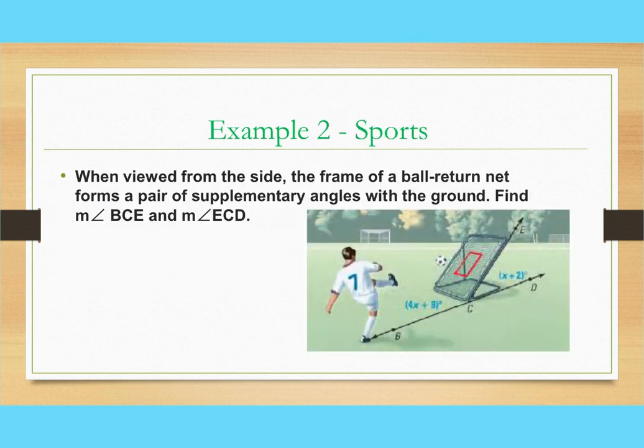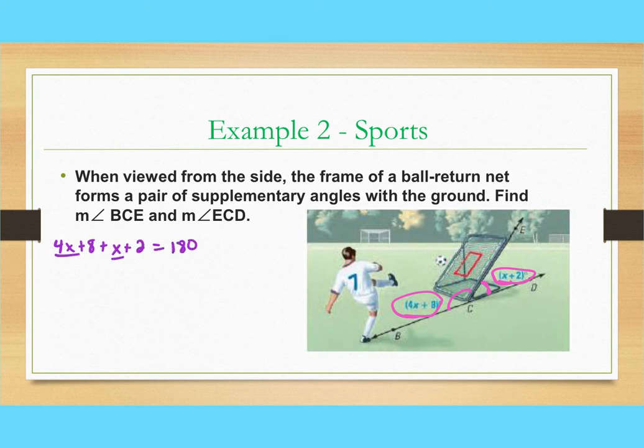All right, this one says, when viewed from the side, the frame of a ball return net forms a pair of supplementary angles with the ground. Find the measure of BCE and ECD. So if this here is the x plus 2, and this angle here is the 4x plus 8, how do I solve this question, Sophia? 4x plus 8 plus x plus 2 equals 180. Good.